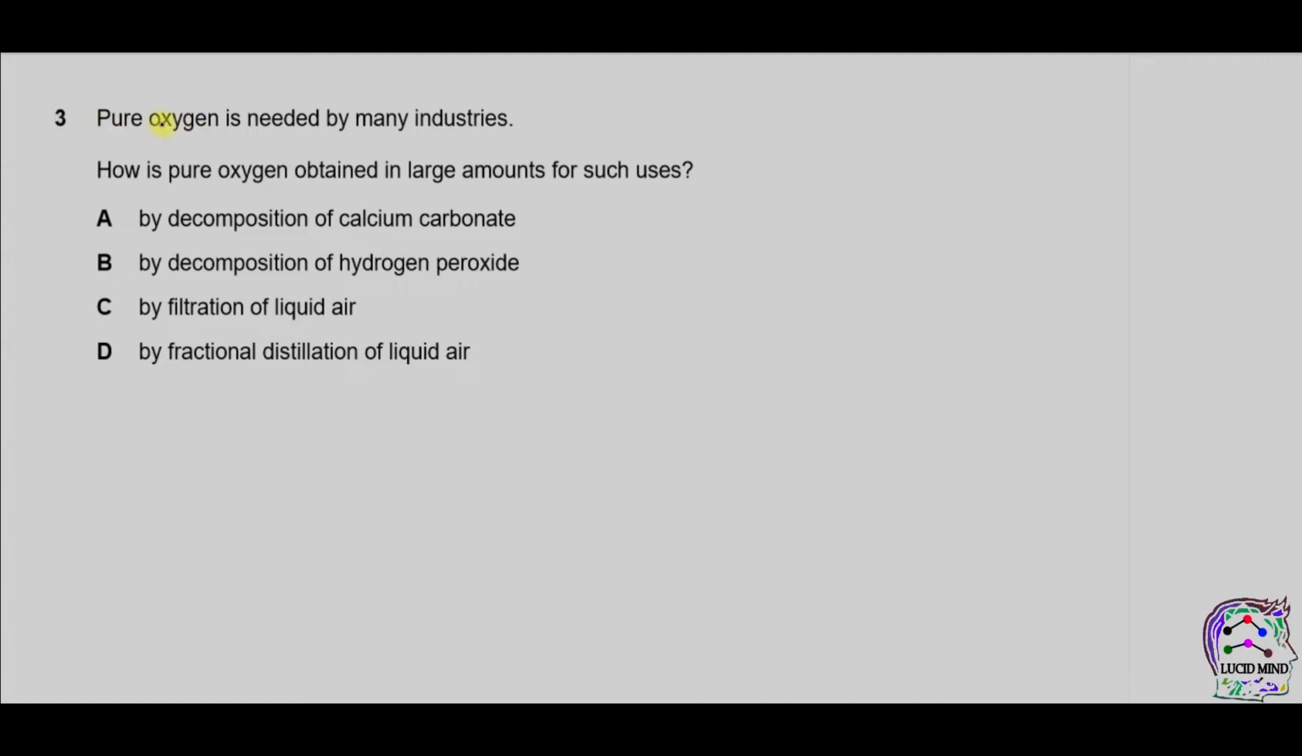Question 3. Pure oxygen is needed by many industries. How is pure oxygen obtained in large amounts for such uses? Part A, by decomposition of calcium carbonate. Now we can write equation for that. Whenever calcium carbonate is heated, it breaks down into calcium oxide and releases carbon dioxide gas. Now oxygen is not produced by this process, so therefore A is incorrect.